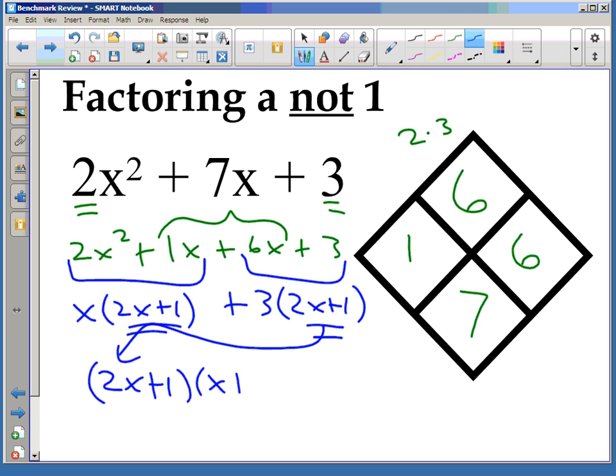And then what's left is the x plus 3. If you FOIL this out to check, 2x times x is 2x squared. Then 2x times 3, sorry, is 6x. 1 times x is 1x. 6 plus 1 is 7x. And then to end it, 1 times 3 is our 3.